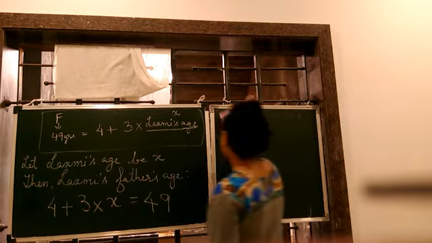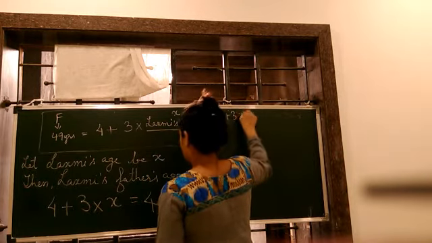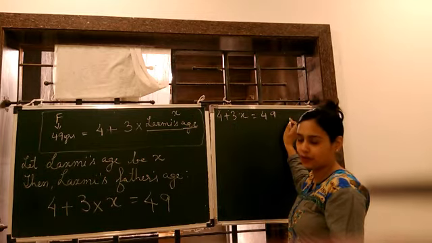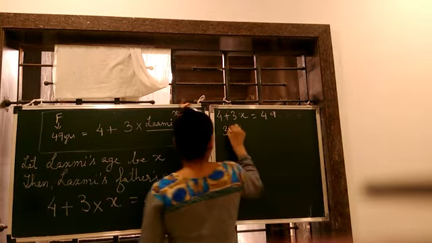Now we write 4 plus 3x is equal to 49. 4 is transposed to the RHS. 4 becomes negative because it is positive.